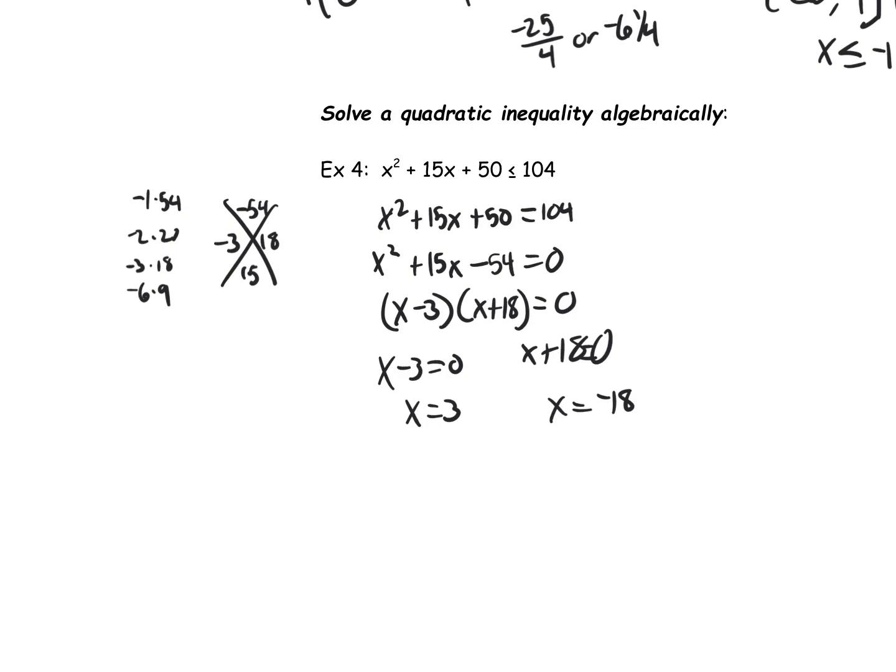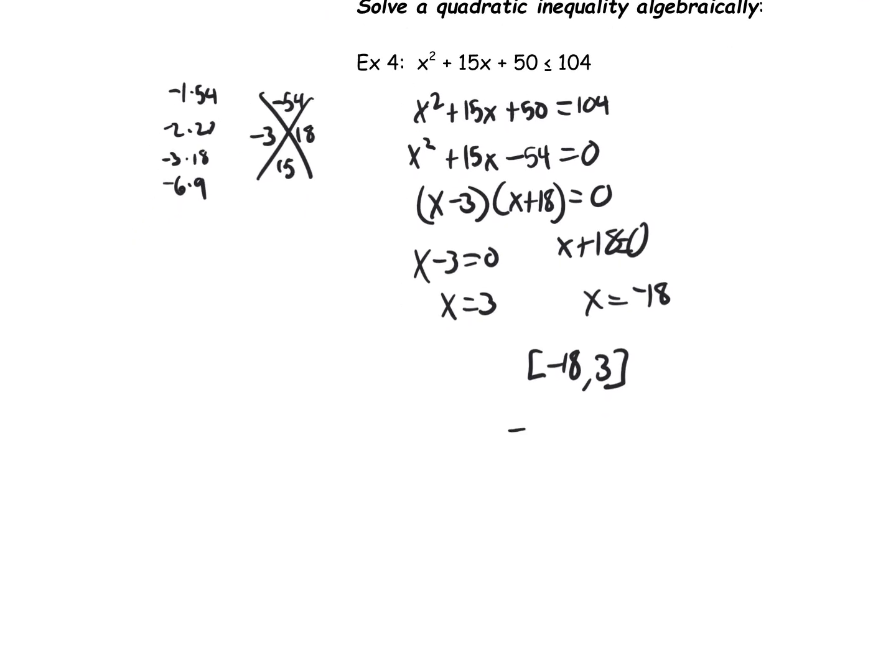So, because we're looking at less than, and our a is positive, we're looking for the area between negative 18 and 3. And it is included because it's less than or equal to. So, negative 18, comma, 3, bracket. The other way to say this is negative 18 is less than or equal to x, which is less than or equal to 3. So both of those are how we would say our solution set.